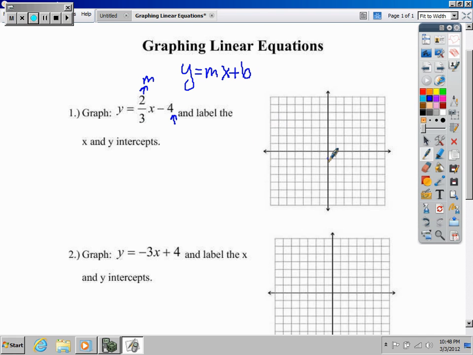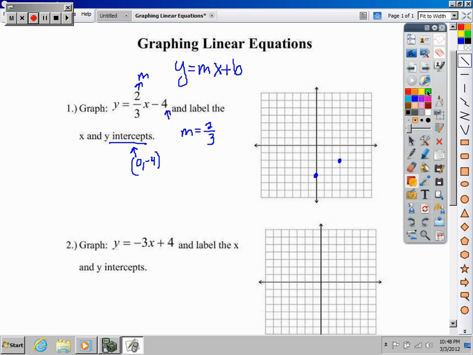So let's just start with the y-intercept, which is down 1, 2, 3, 4. So my y-intercept is going to be located at (0, -4). Now, because my slope is 2 over 3, that's the rise over the run, so I go up 2, 1, 2, over 3, 1, 2, 3, and that would be enough to actually make my line. So I just connect the line and go kind of like that.